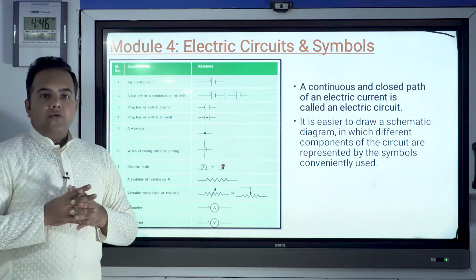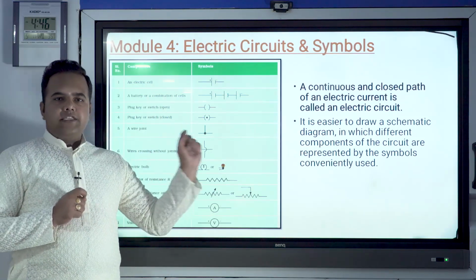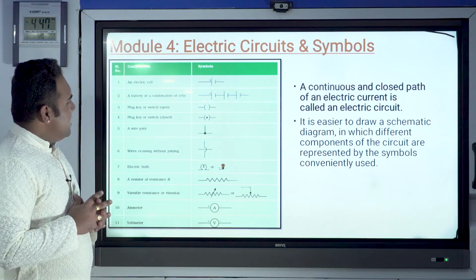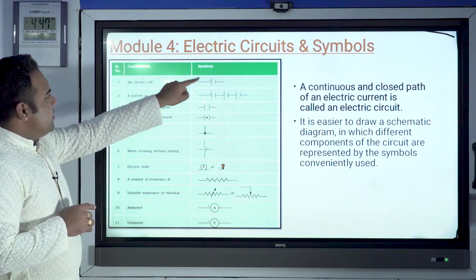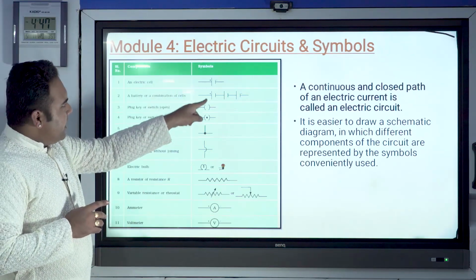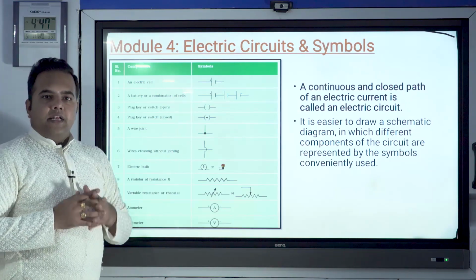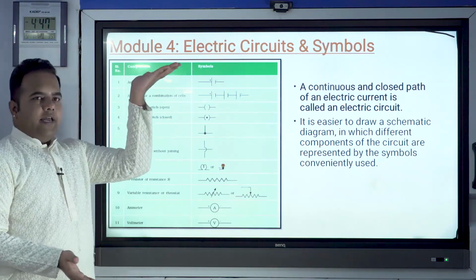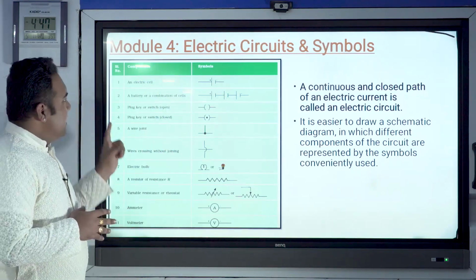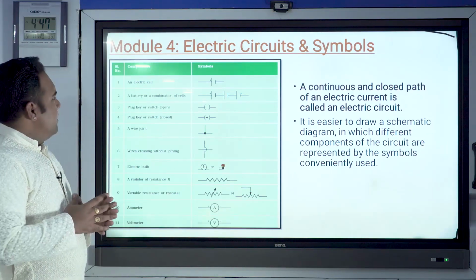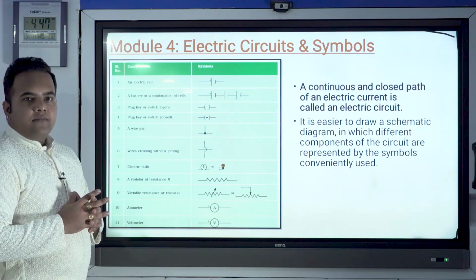And these are the circuit symbols that we use to denote each and every component. So the basic circuit symbols have been listed here. An electrical cell is denoted like this. So a bigger line and a shorter line. So one side plus and minus. Now we know what plus and minus is, the higher potential and the lower potential. A series of cells, if they are connected end to end, we call it a battery.